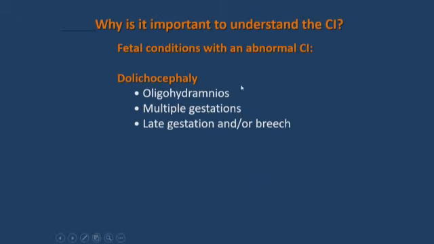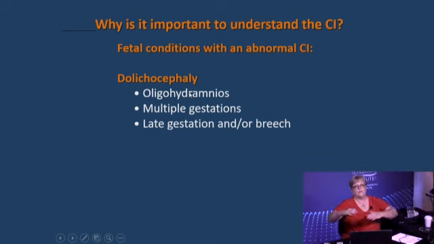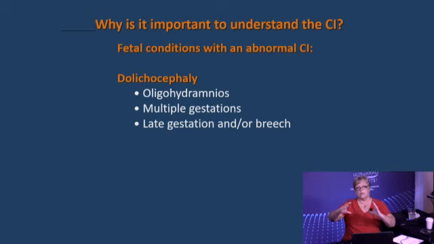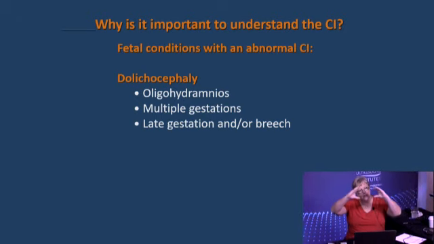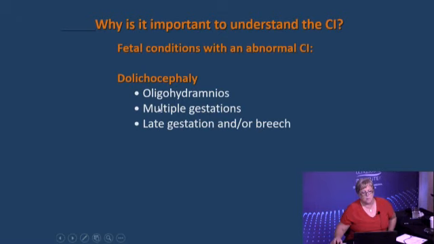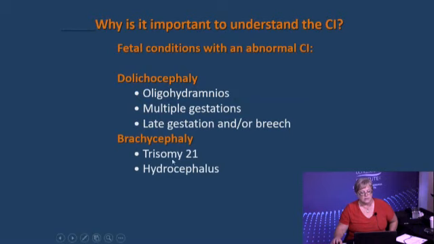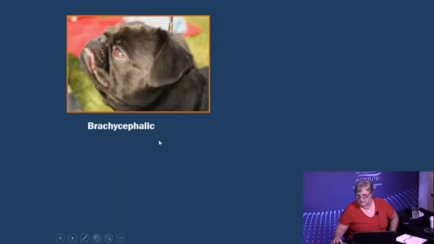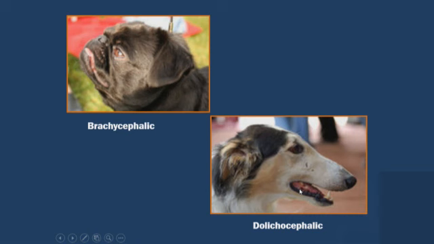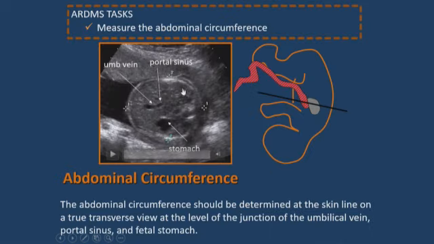Okay, why is it important to look at the cephalic index? Well, because there are different conditions that can be found with an abnormal cephalic index. Dolichocephaly can be associated with oligohydramnios, because fluid distends the uterus rather than pushing down on the baby. So if the baby has less fluid, then that head is more likely to be compressed. It's also seen with multiple gestations because of fetal crowding, and with late gestational age and/or breech. Then brachycephaly is seen with trisomy 21 and hydrocephalus. Some of your strawberry-shaped heads go along with trisomy 13 and 18, so really do pay attention not just to head size, but also to the shape. This would be a brachycephalic head. This is dolichocephalic, and then there's a nice normal in between.